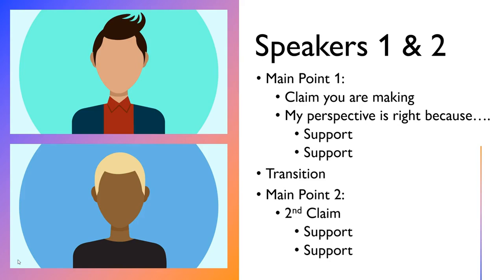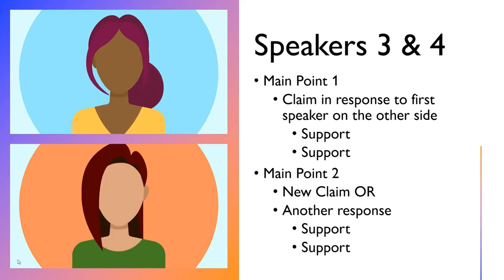Once speaker 1 and speaker 2 have both presented their 2 main points each, you will then move to speakers 3 and 4. Their role is slightly different in that their first main point is going to be a claim that is a response to the first speaker on the other side. So speaker 3, their main point 1, is going to be a response to speaker 2, who was on the other side of the topic. And speaker 4, their first main point is going to be in response to speaker 1.